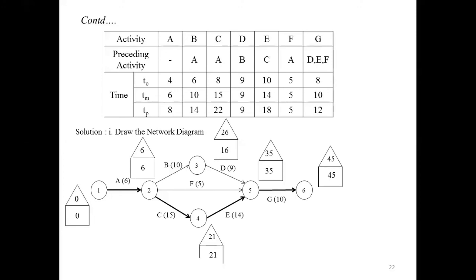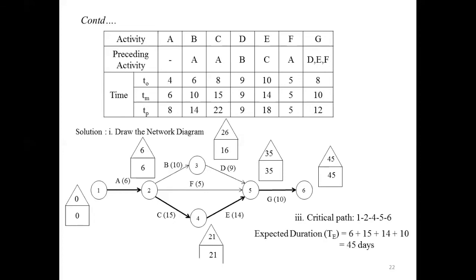After drawing the network, you have to identify the critical path. In this network diagram, you have three different paths. The first path is 1, 2, 3, 5, 6, which is the upper direction. The second path is 1, 2, 5, 6. And the last one is 1, 2, 4, 5, 6. If you calculate the value for these three paths, the critical path 1, 2, 4, 5, 6 gives the maximum expected time.